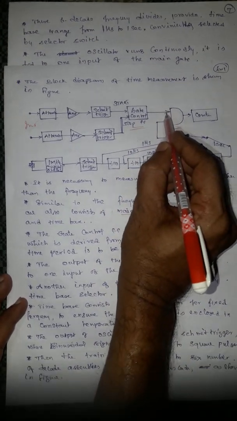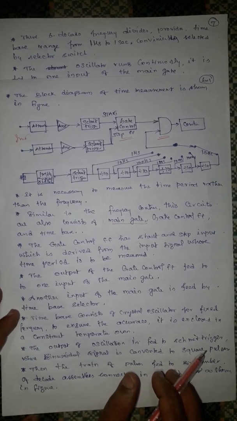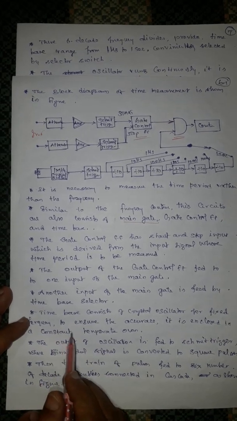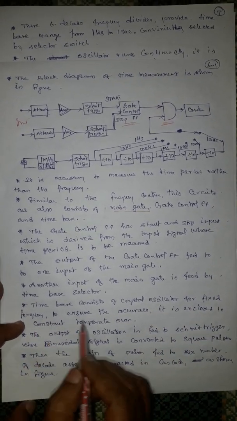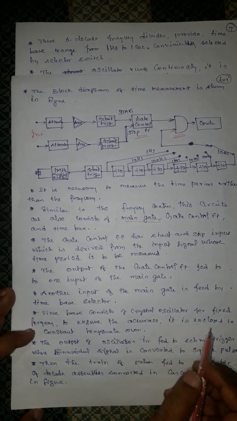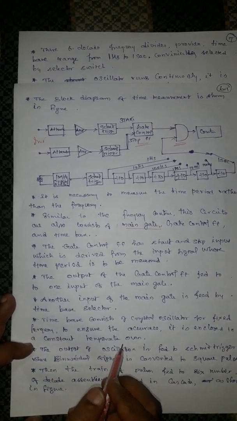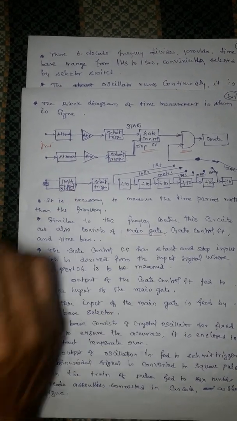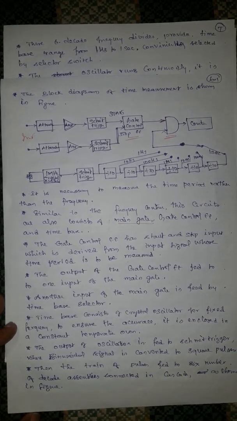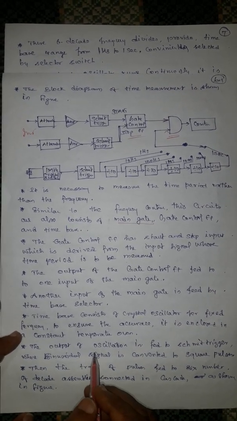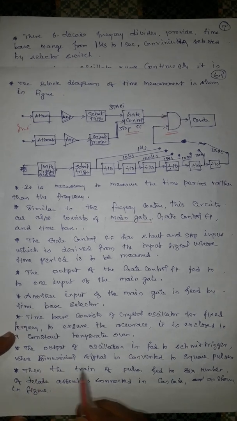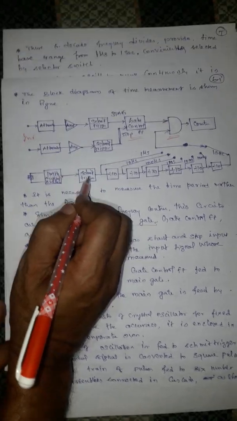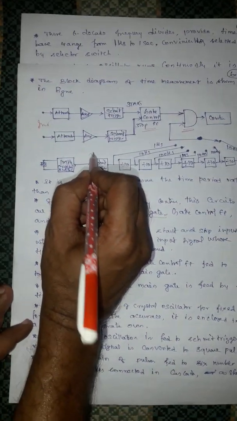Here, this is one input of the main gate. Another input of the main gate is fed by the time based selector. The time base consists of a crystal oscillator of fixed frequency. To ensure accuracy, it is enclosed in a constant temperature oven, because this is a crystal. To maintain a constant frequency, it should be kept at a constant temperature. The output of the oscillator is fed to a Schmitt trigger, where the sinusoidal signal is converted to a square pulse.